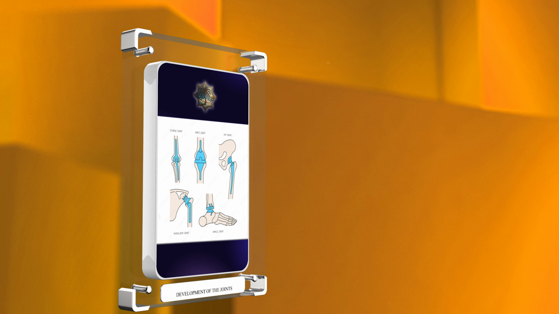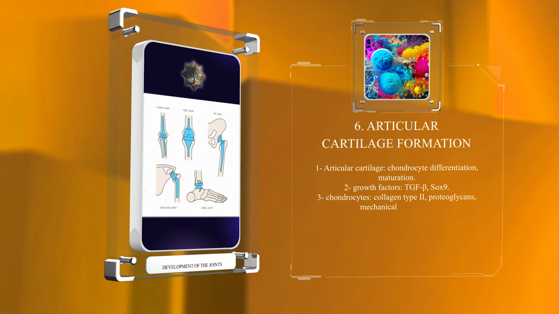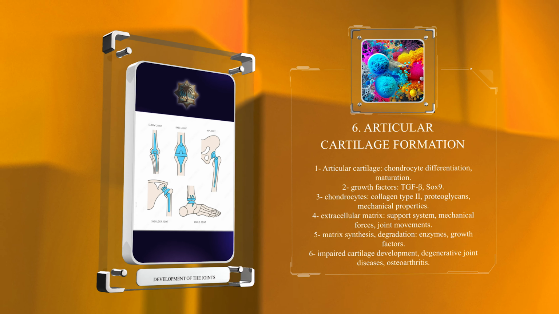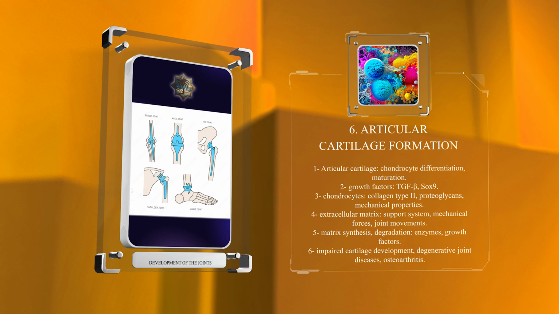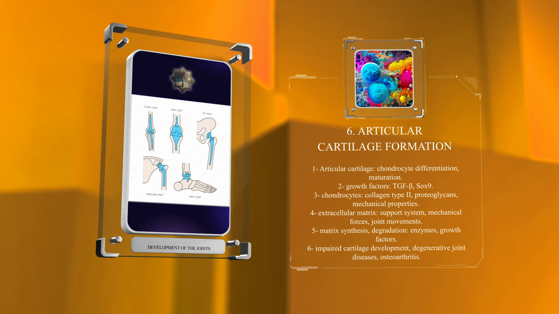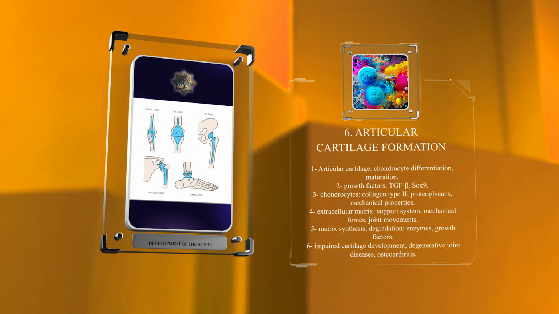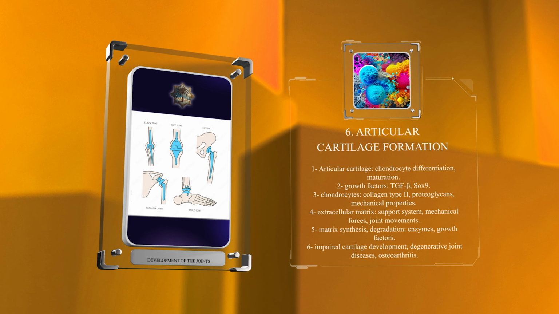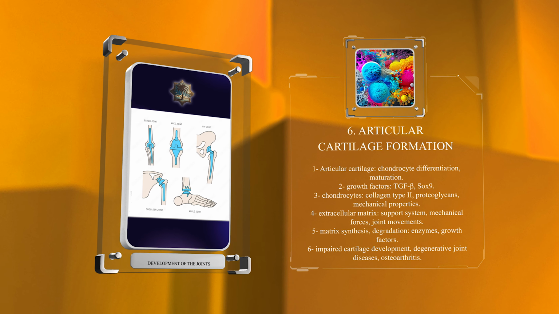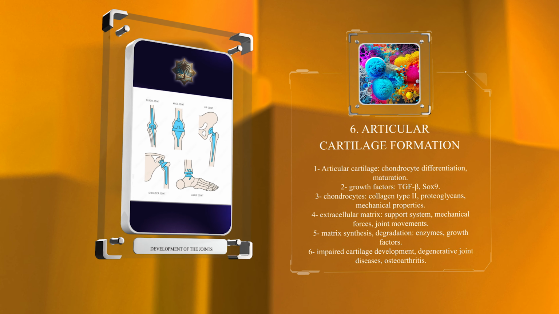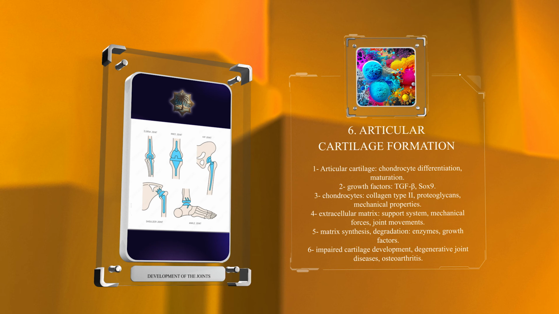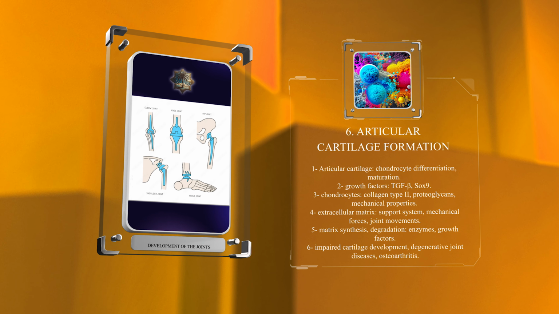Articular cartilage in our joints is formed through the intricate process of chondrocyte differentiation and maturation. This involves the activation of various signals, including growth factors like TGF-beta and transcription factors like SOX9, which guide precursor cells to mature into chondrocytes. As chondrocytes mature, they secrete essential components like collagen type II and proteoglycans, which give cartilage its unique mechanical properties.